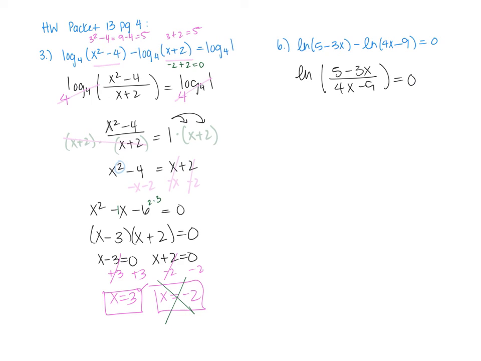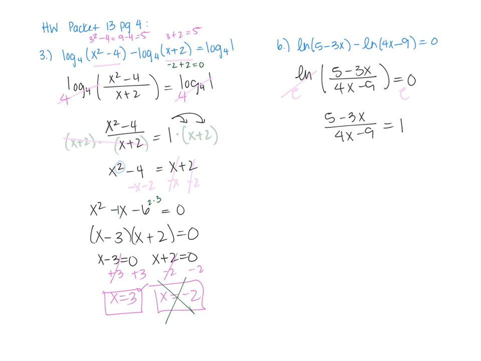And then this side 0. So x's are inside, ln's are in the way, so I'm going to use an e here to get rid of ln, and e the other side as well. So (5 minus 3x) over (4x minus 9) drops down. E to the 0 power is just 1.